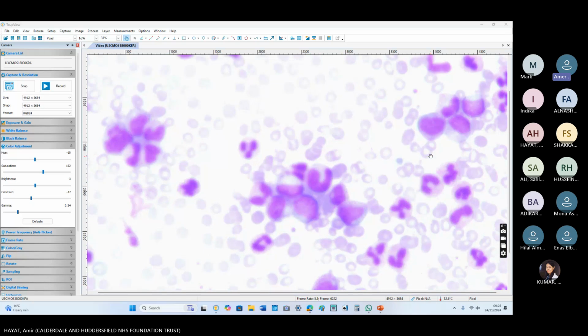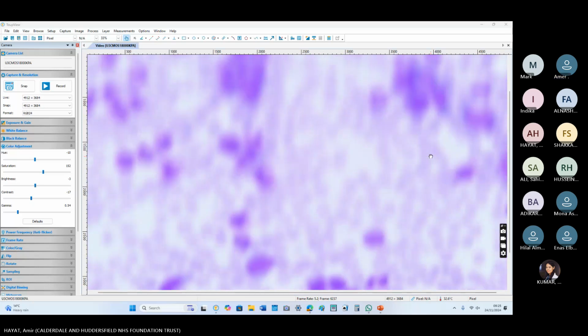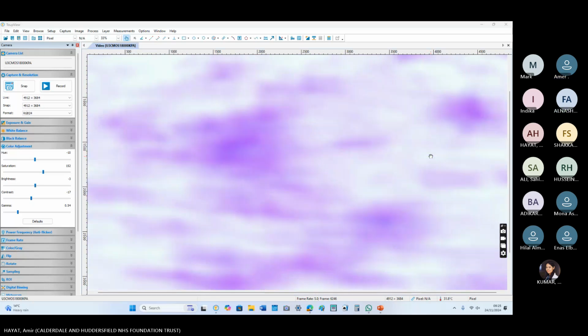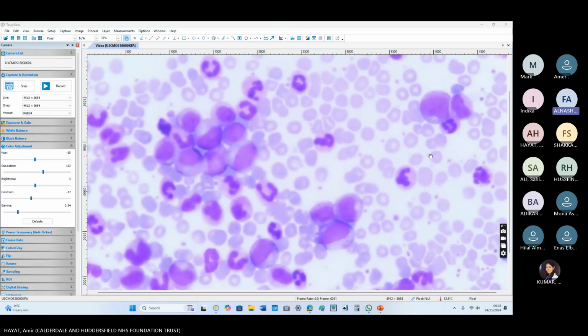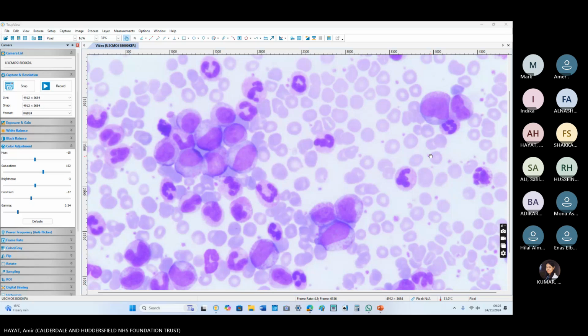Always comment on the abnormality first. We'll say neutrophilia or leukocytosis with the bands, metamyelocytes, myelocytes. I think the blast should be noted as well.